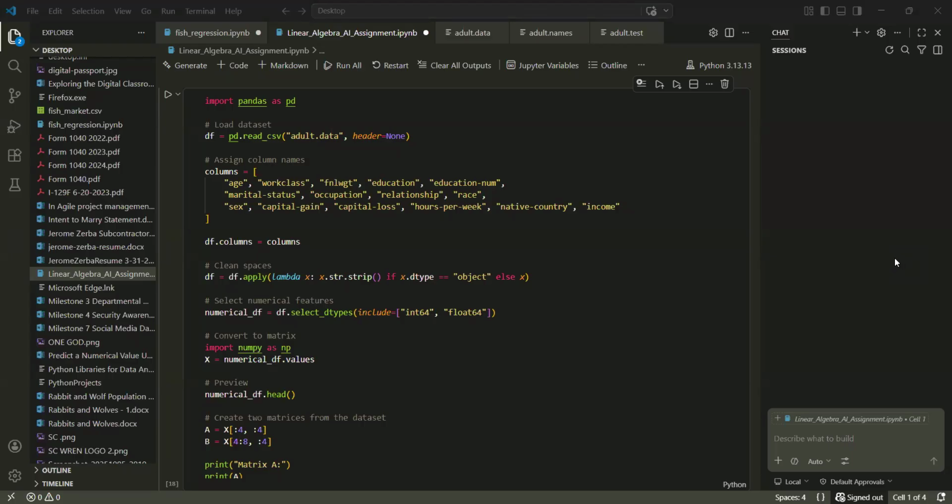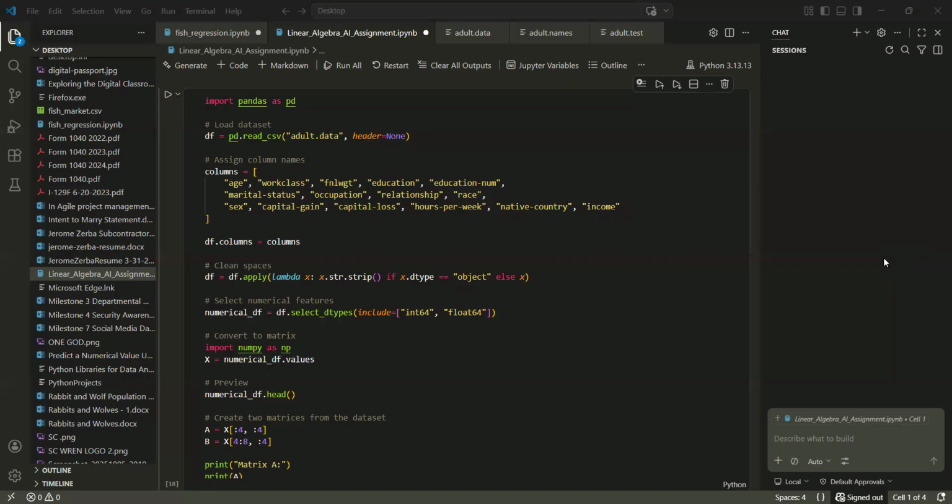I use the adult data set, which contains information about people like age, education, and income. First, I loaded the dataset into Python using pandas. Then I added the column names so the data would be easier to read and understand. After that, I cleaned the data by removing extra spaces.